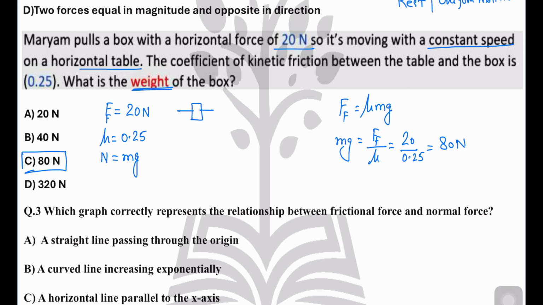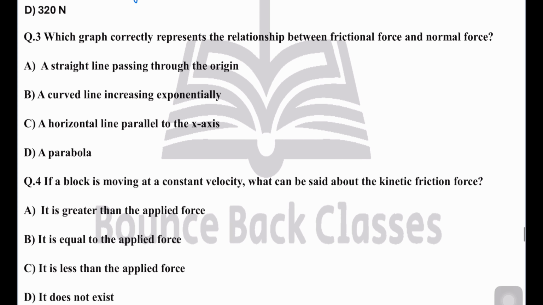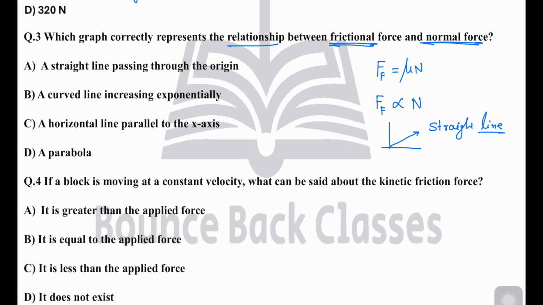Clear? Easy. Okay. Which graph correctly represents the relationship between friction and normal force? As we know, force of friction is equal to mu times N. Force of friction is directly proportional to N. It means this is just like a straight line. A straight line passing through the origin.